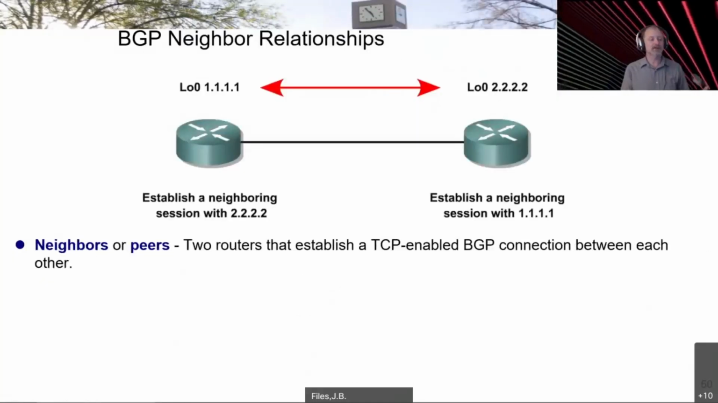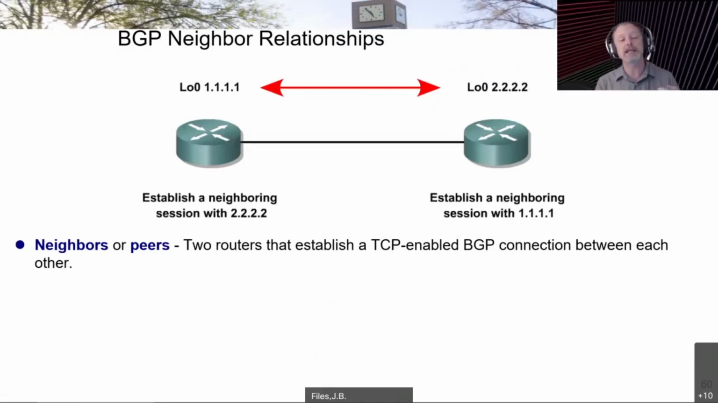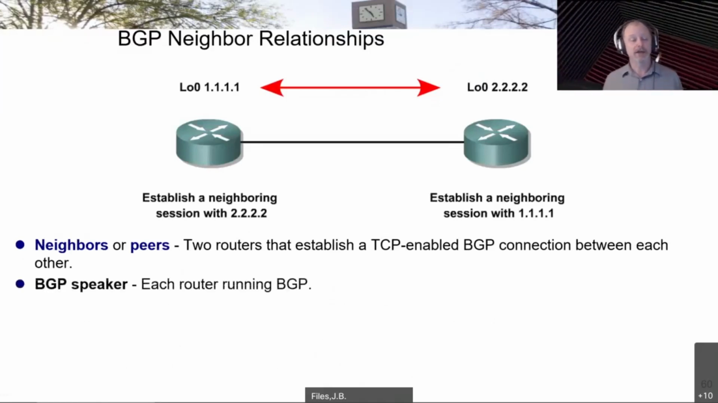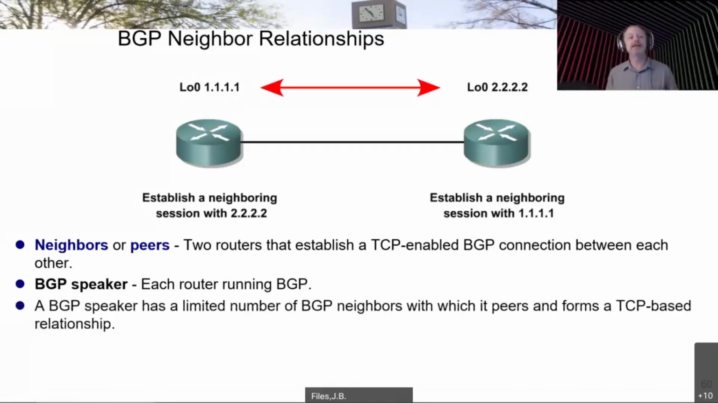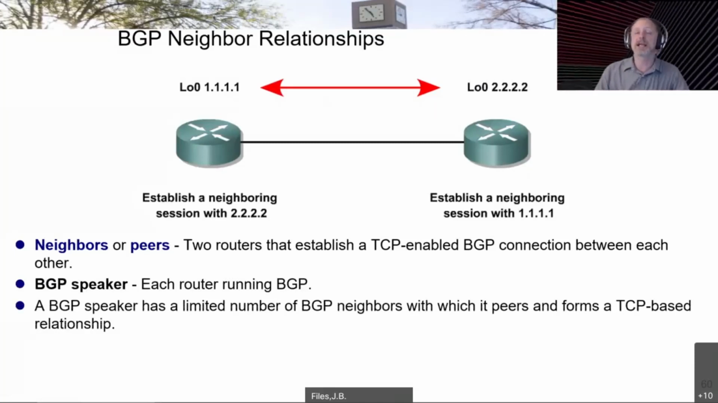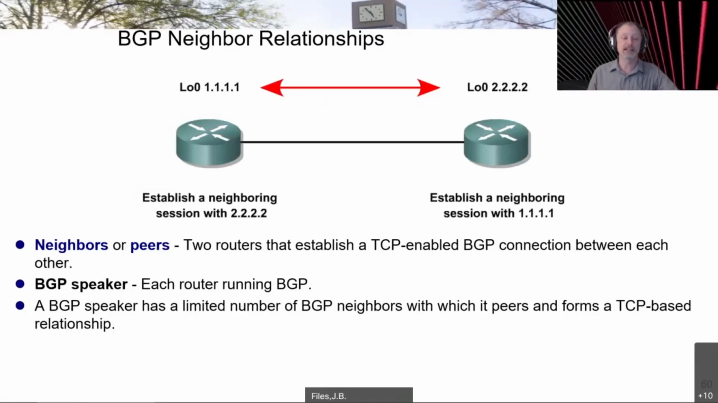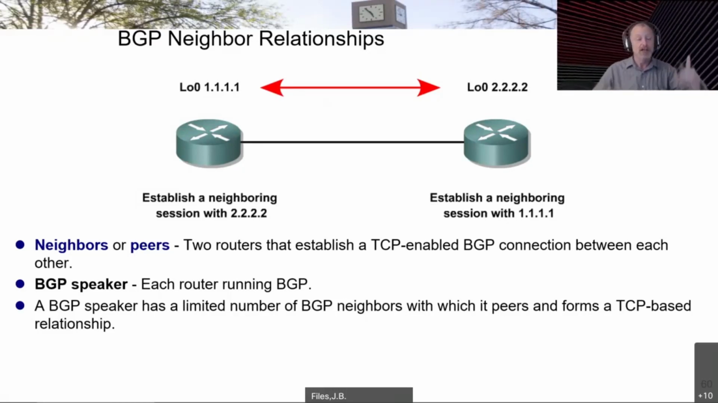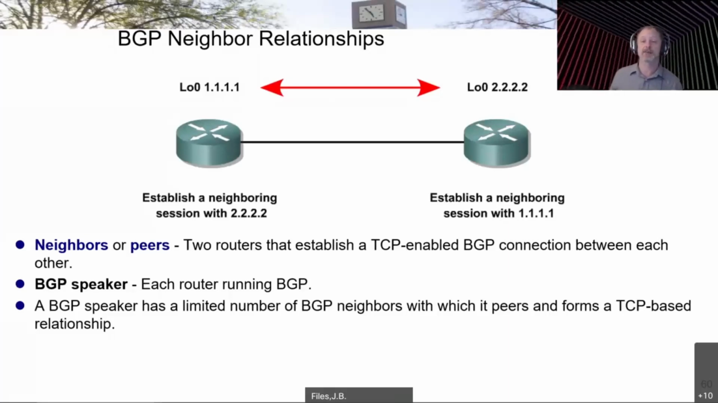So we have neighbors or peers that are going to connect to each other. They're going to create a TCP connection between each other. Okay. BGP speaker is a router running BGP. All right. It has a limited number of BGP neighbors, and that's just another way of saying it will only create BGP relationships with other routers that you explicitly configure. There's no discovering neighbors automatically with BGP. You have to configure it. So both sides have to be manually configured. If only one side is configured, you're not going to get a BGP relationship.